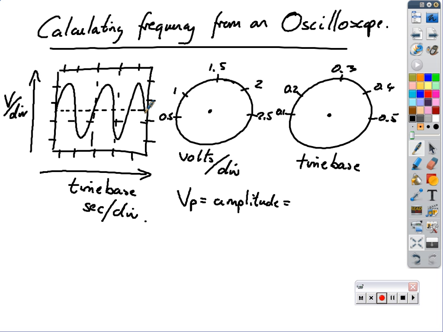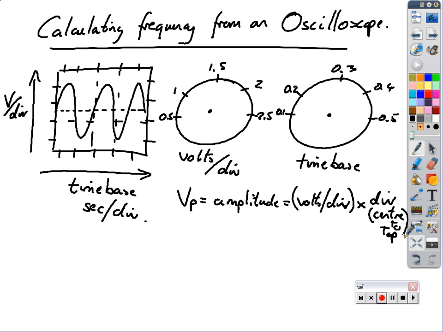So Vp equals amplitude equals volts per division multiplied by the number of divisions from the centre to the top. And that's how we get amplitude. That makes sense? So the number of divisions it takes from the centre to the top of the wave gives our V peak. We can then get VRMS from that using the formula.